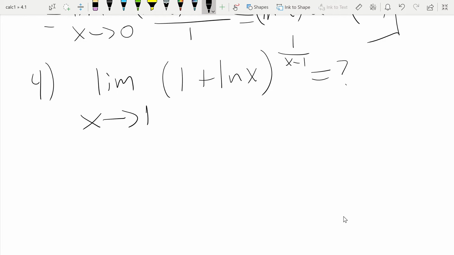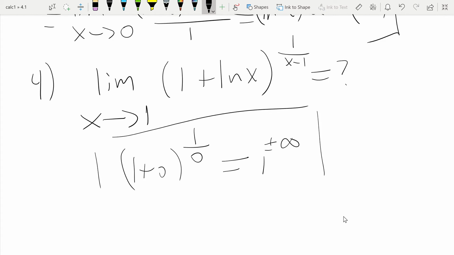So this is of the form 1 plus 0, since the natural log of 1 is 0, to the 1 over 1 minus 1, which is 0. Actually it depends on whether you're going to 0 from the right or left, if this is 0 plus or 0 minus. But in any case, it will be 1 to the plus or minus infinity. So it's in an indeterminate form, 1 to the plus or minus infinity.